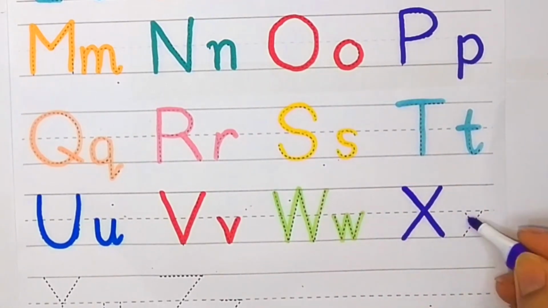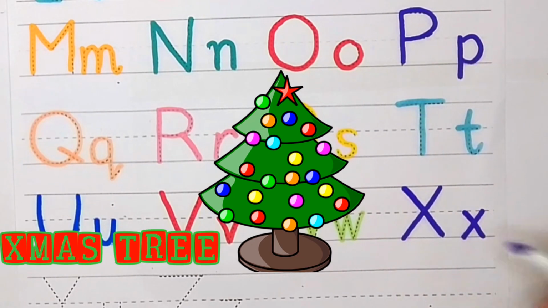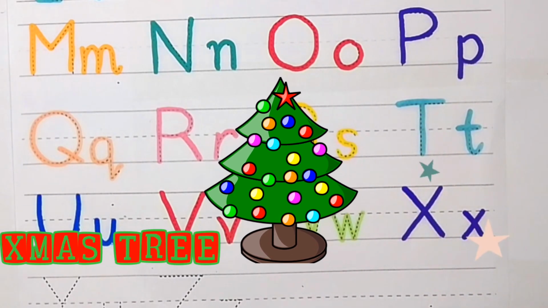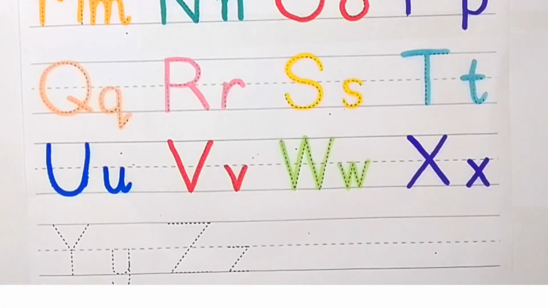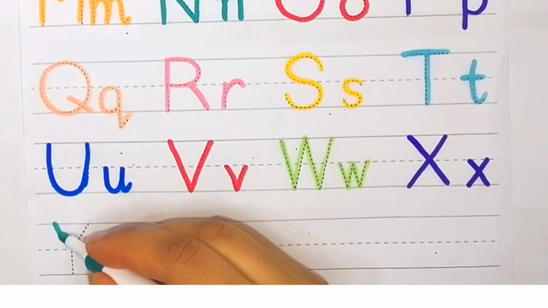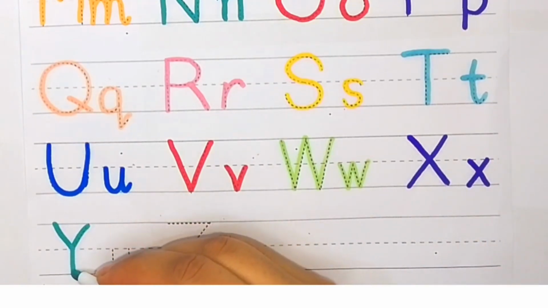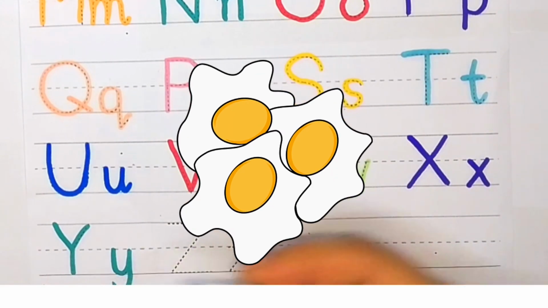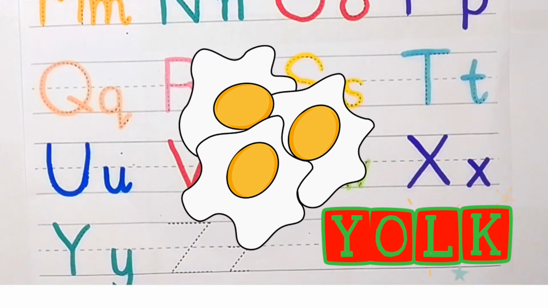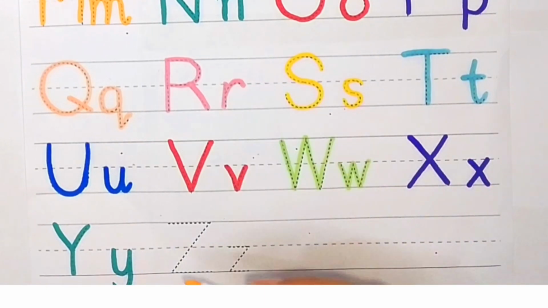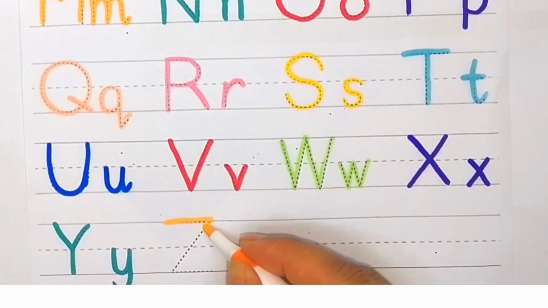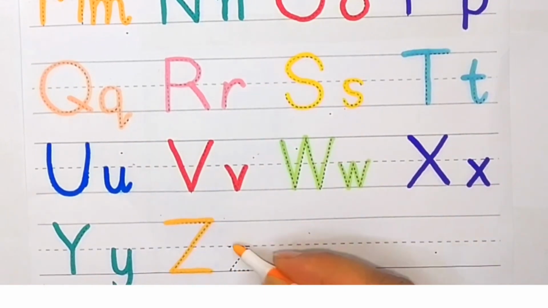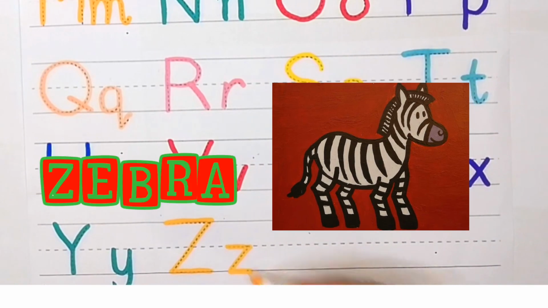Purple color. X. X for Xmas tree. Blue color. Y. Y for yolk. Orange color. Z. Z for zebra.